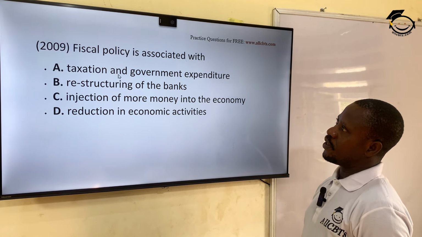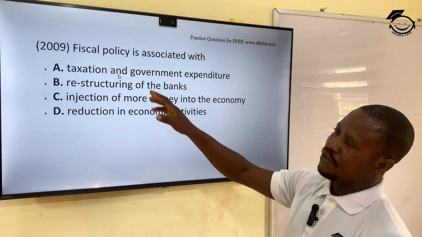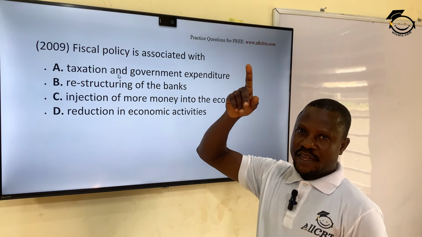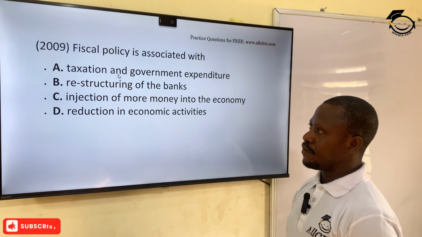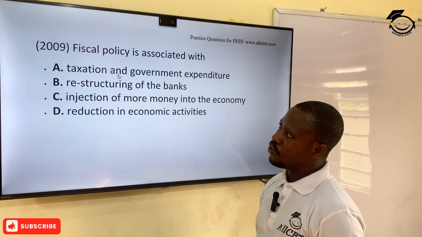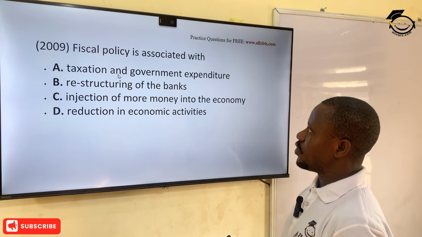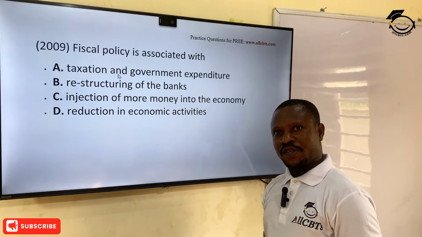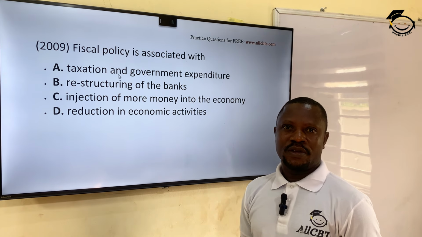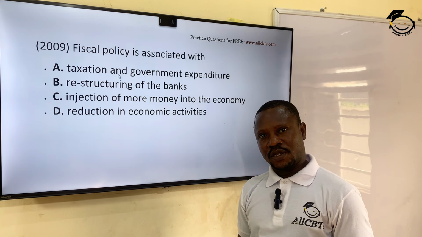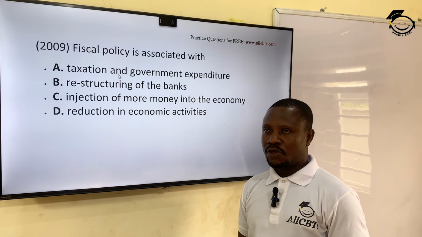Fiscal policy is associated with, anytime you see that word fiscal, your mind should go to what? Tax. And of course, government spending, government expenditures. Okay? So fiscal policy is associated with taxation and government expenditure. The current government in Nigeria is applying this. In fact, there's a new tax law that is taking effect from January 2026. All right? It has been restructured.